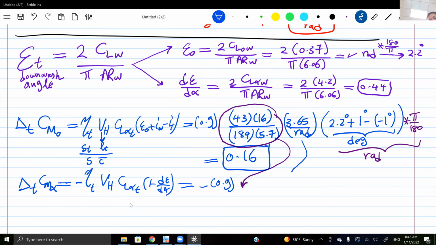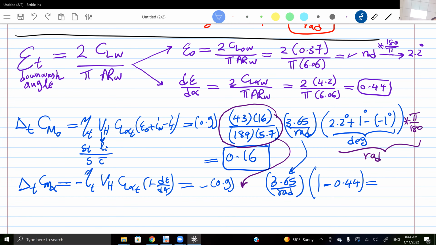CL alpha tail, I'm going to do it again, 3.65 per radians. 1 minus the epsilon by the alpha. The epsilon by the alpha was already 0.44 here. So you can see here, eta is of no unit. This is a ratio of volumes, right? Area times the length, area times the length. So this is a ratio of volumes, no unit. This is also no unit. Here, the unit is per radian, so the entire thing will be in per radians, because this is CM over alpha, right?